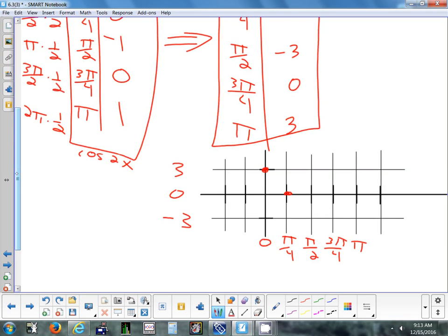All right. Got 0, 3. Pi over 4, 0. Negative 3, 0. Back to 3. Okay? And try to connect that as smoothly as you can with a curve. And there's your graph. Great. Any questions on that one?